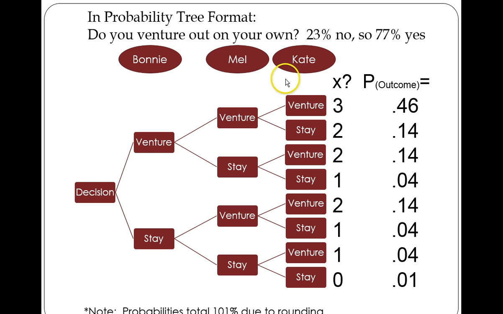And then Kate has to decide. So, Bonnie decides she's going out. Mel decides she's going out. Kate can decide to go out, or she can decide to stay with the group. Or maybe Bonnie goes out, Mel stays in, and Kate's got to decide: I'm going out, or I'm staying in. So now, how many successes do we have for each of these? Well, here, all 3 of them go out, so that's 3 successes.